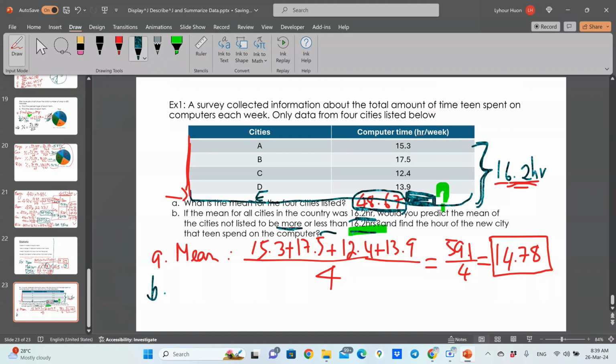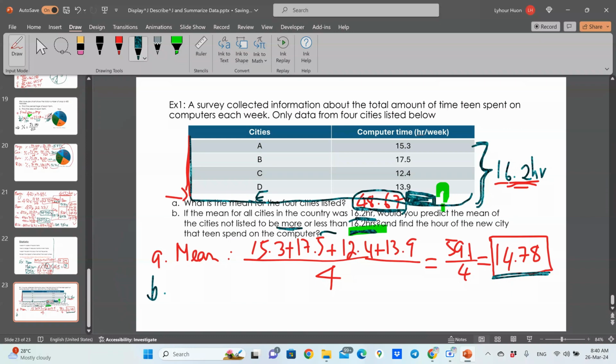I don't know how to explain it, but there's probably a lot more cities that could account for more than 16.2. Since these four cities only have the mean 14.78, the next city has to be more than 16.2 to increase the mean. If it's less than 16.2, the mean will decrease.